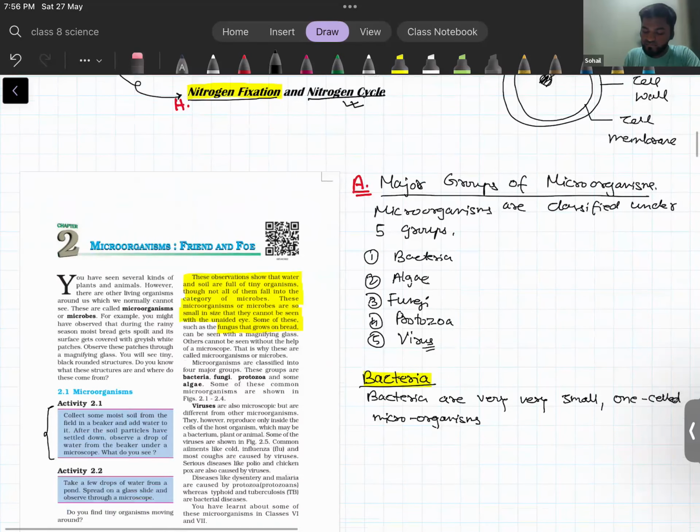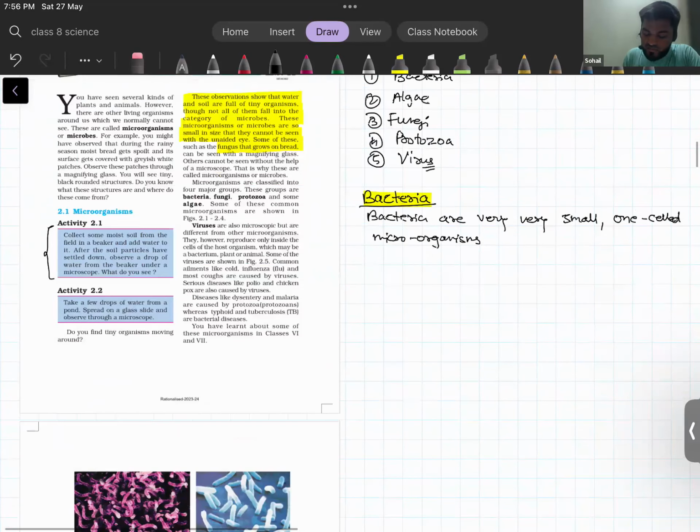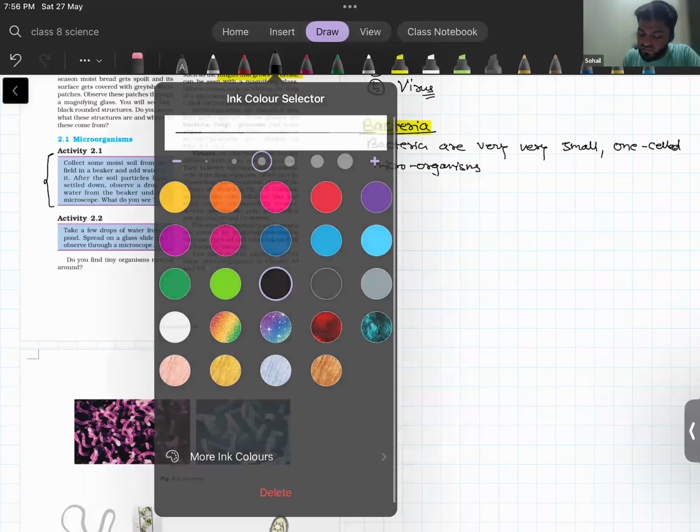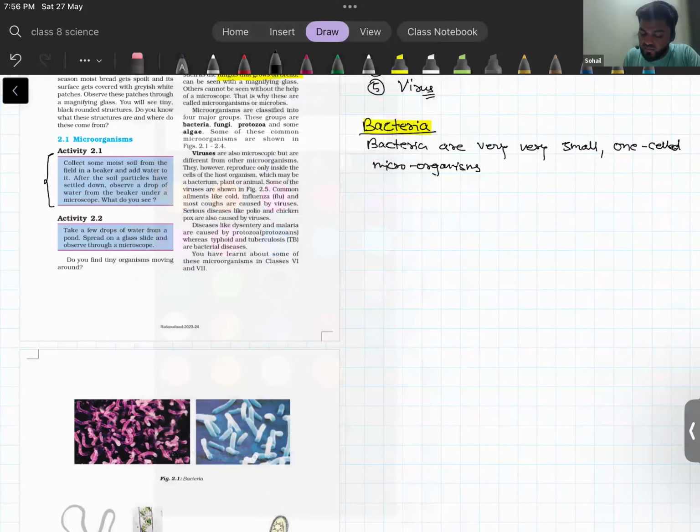Which have cell wall and do not have an organized nucleus.